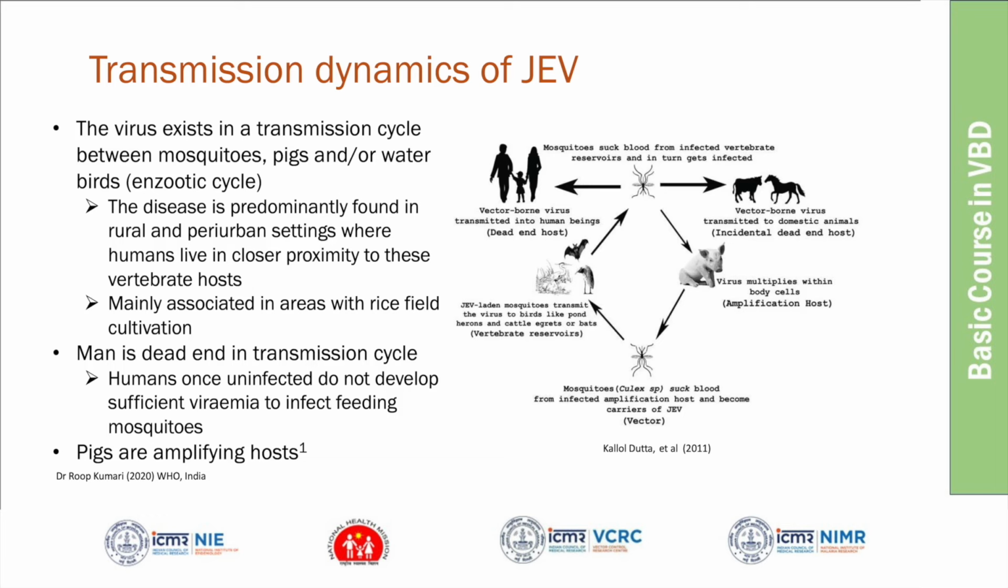And the human is basically a dead end host. Human to human transmission is not possible. So once the mosquito bites the human, he's infected with the virus. But like in malaria, the mosquitoes cannot again feed on humans to pick up the virus again and transmit to others. So very interesting cycle. And also in cattle, it does not cause disease, because once the cattle are infected with JEV, they develop sufficient antibodies such that they also act as a dead end host. The transmission is not propagated further.